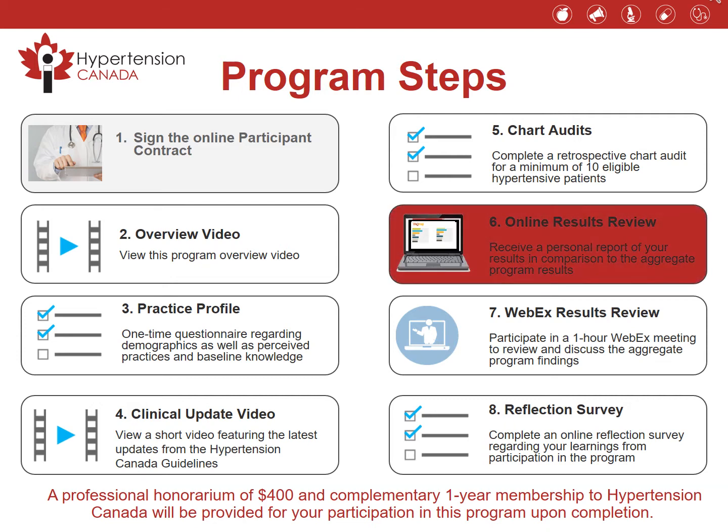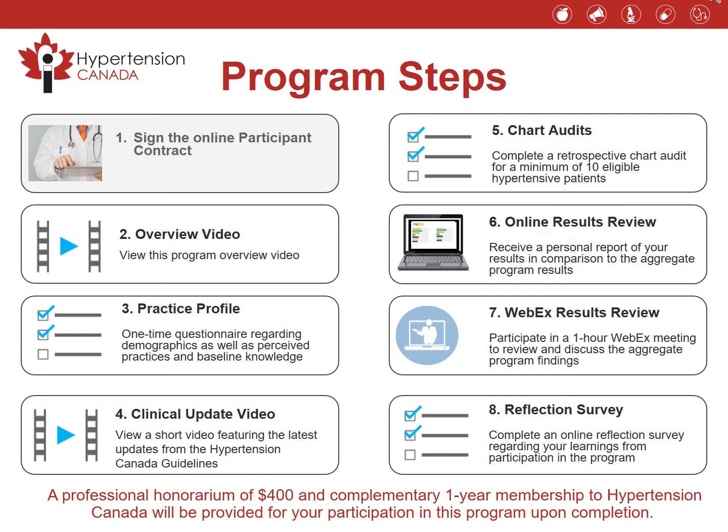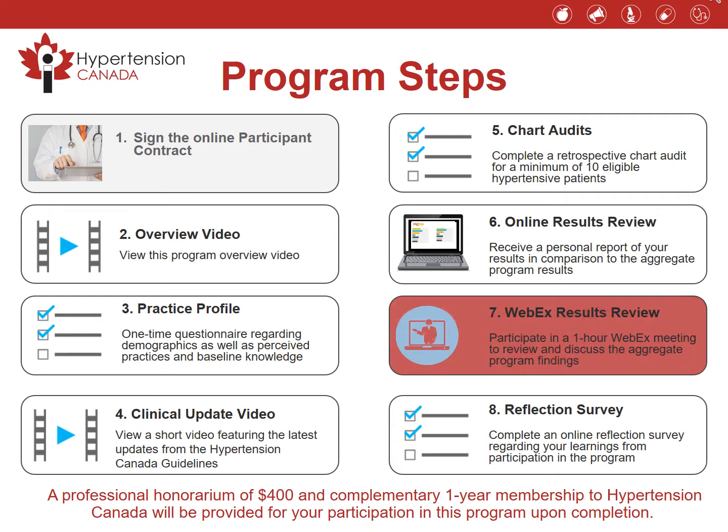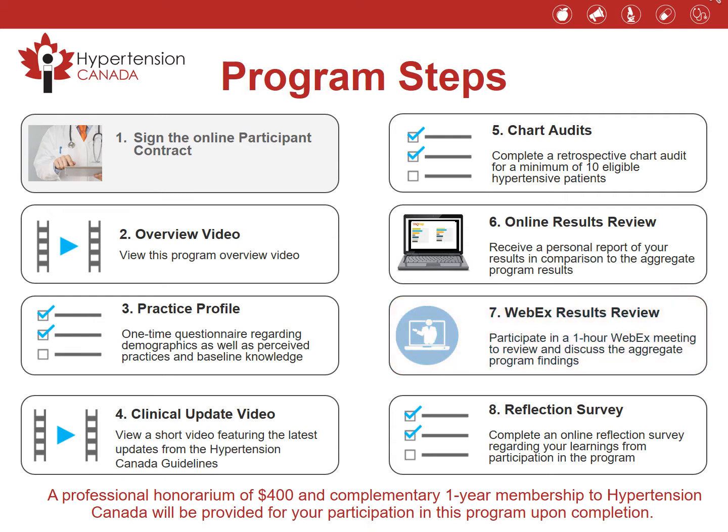The sixth step is to receive a personal report of your aggregate program results in comparison to the aggregate results of all program participants. The seventh step is to participate in a 1-hour WebEx meeting to review and discuss the program findings. This will take place in early April. The final step is to complete a short reflection survey regarding your learnings from participation in the program.